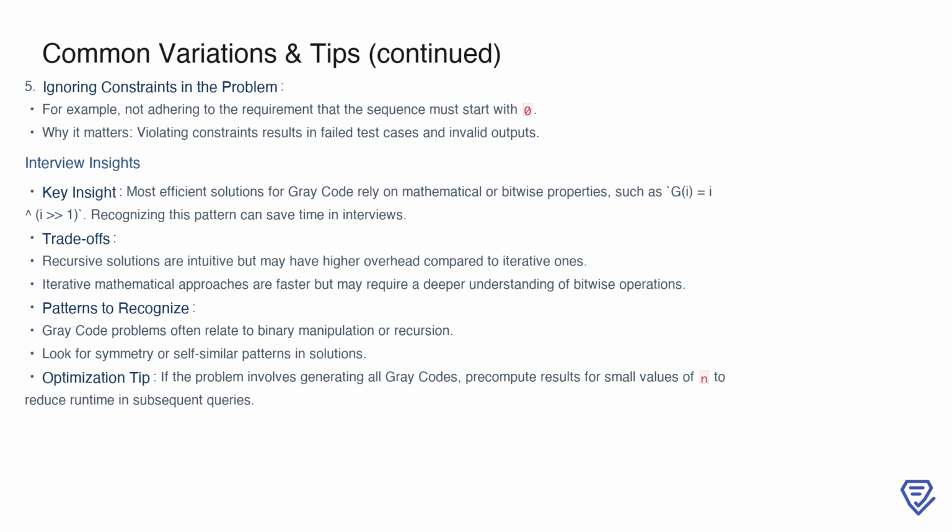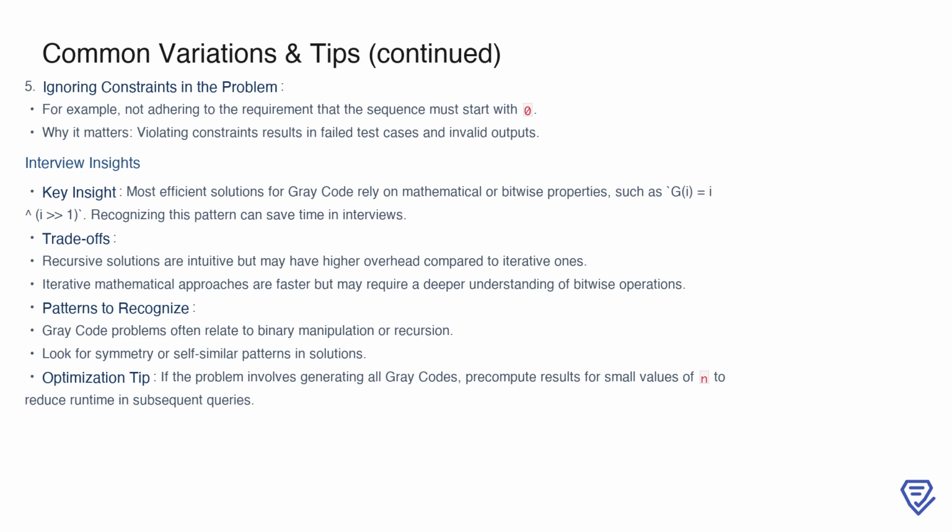Now, let's focus on how to approach this problem efficiently, especially in an interview setting. Recognizing that gray code generation can leverage mathematical properties, such as the formula G(i) = i ^ (i >> 1), is a key insight. This approach reduces complexity and shows a strong grasp of bitwise operations. However, there are trade-offs to consider. Recursive solutions, while intuitive, can have higher memory and function call overhead, whereas iterative approaches using mathematical formulas are faster but require a deeper understanding of bitwise manipulation.